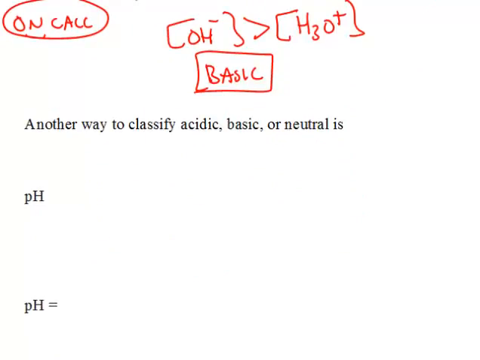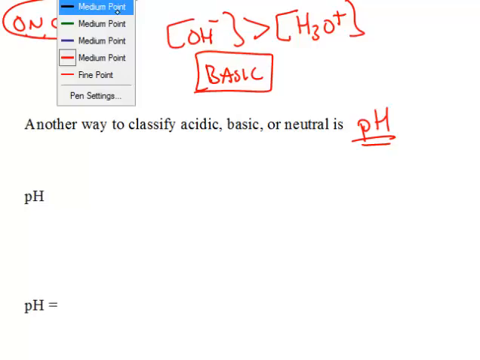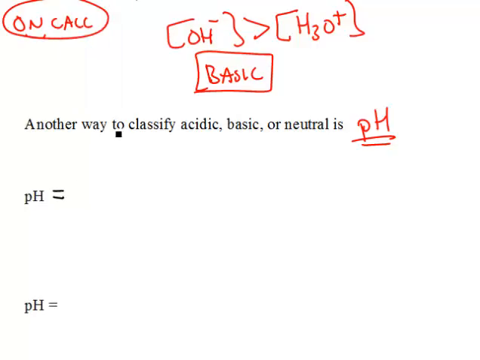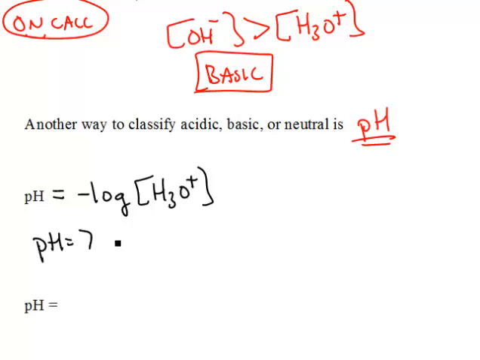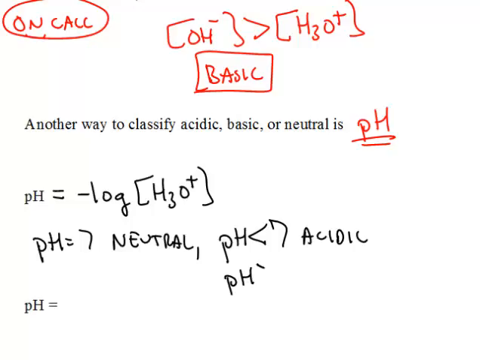You can also classify acidic, basic, or neutral by the pH scale. pH stands for the negative log of the hydronium concentration. If your pH is 7, that's not acidic, not basic, that's neutral. If the pH is less than 7, then that's acidic, and when the pH is greater than 7, that's basic.